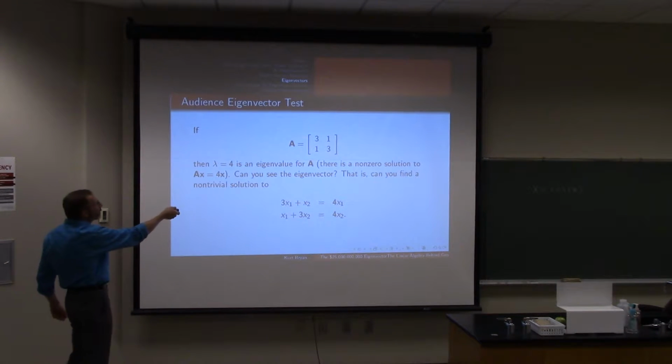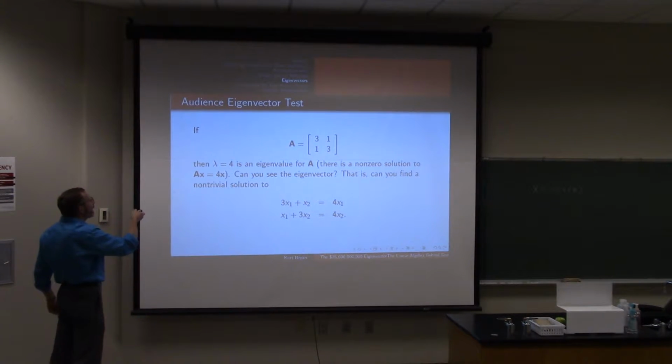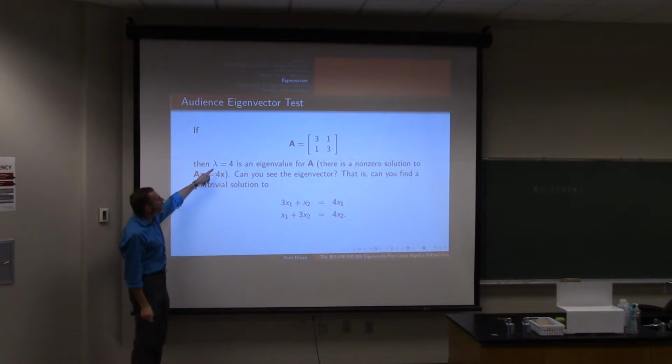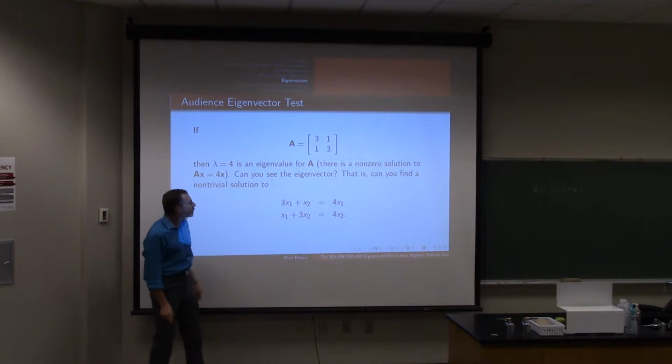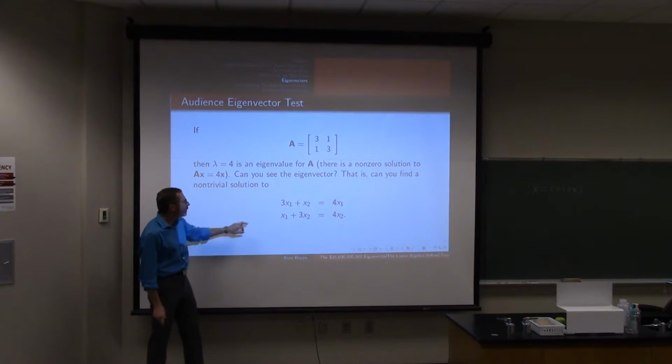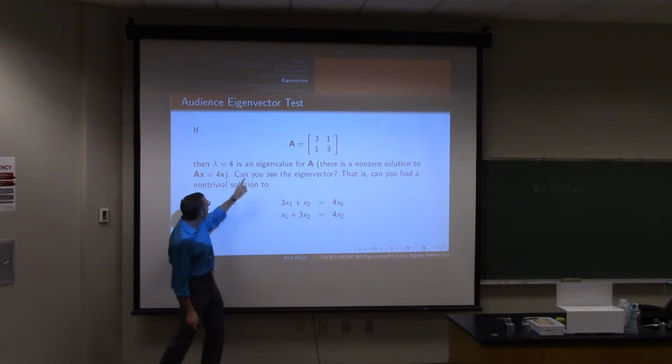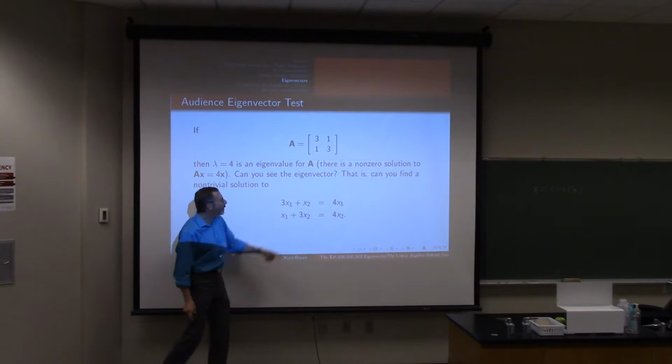Here's a matrix, [[3, 1], [1, 3]], and I claim that 4 is an eigenvalue for this matrix. That is, there is a non-zero solution to Ax = 4x. Or if you want to write it out in high school algebra terms, I claim there is a non-zero solution for x1, x2 for this pair of equations here, which is nothing more than Ax = 4x.